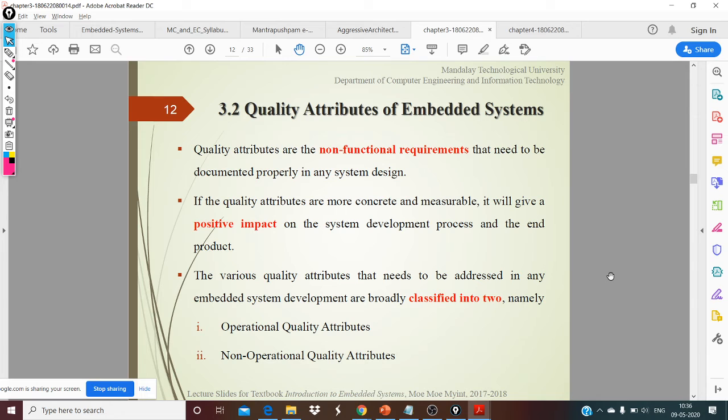All right, now we've finished with the characteristics of embedded systems. We move on to quality attributes of embedded systems. These quality attributes are non-functional requirements. So there are functional requirements and non-functional requirements. What is a functional requirement? Let us take a lift, for example. The functionality of a lift is to take one person from one floor to the other.